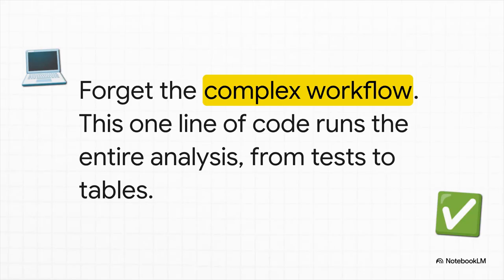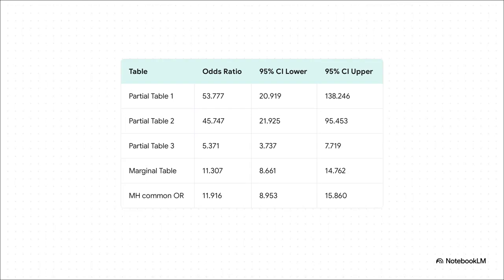This is the code. You can forget that whole 5-step nightmare from before. All you need is this one line to run the entire analysis. You just give it your data, tell it the names of your variables, and tell it which variable you're stratifying by. That is it. Seriously. And boom, this is what you get.